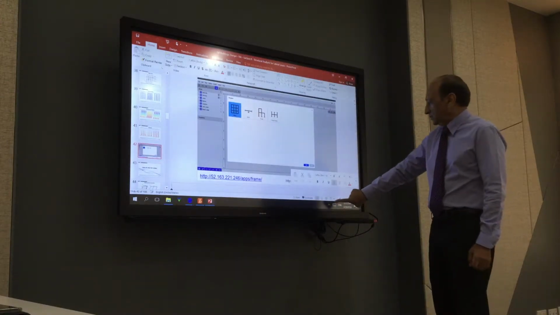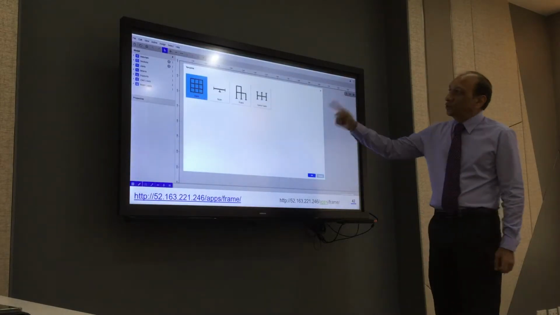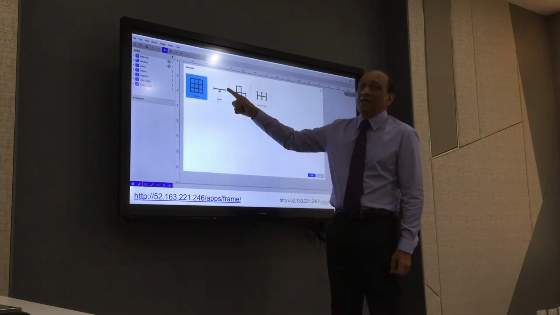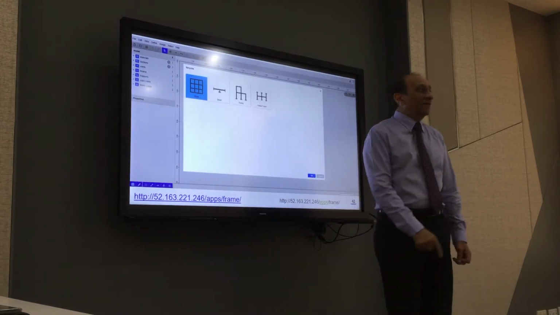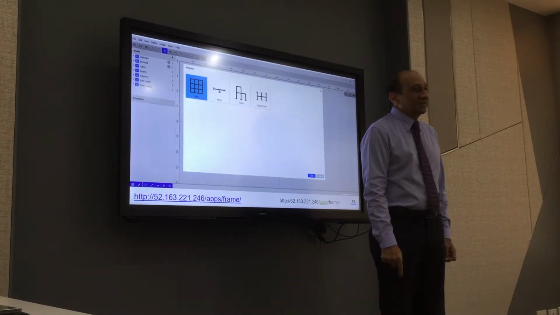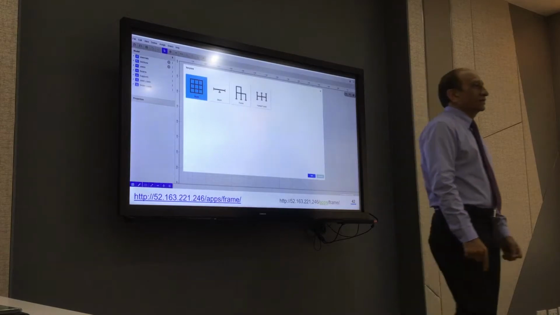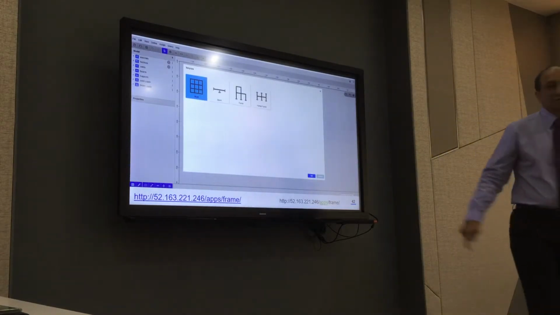So to use this program, use the beam to do the first assignment, and use this partial frame, equivalent frame option to do the second assignment. All right?